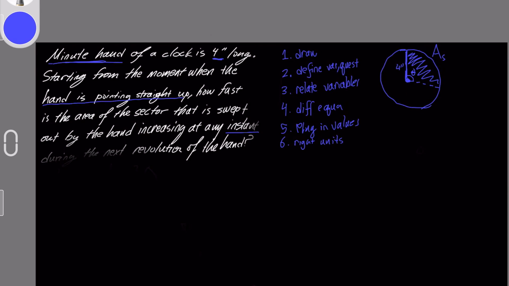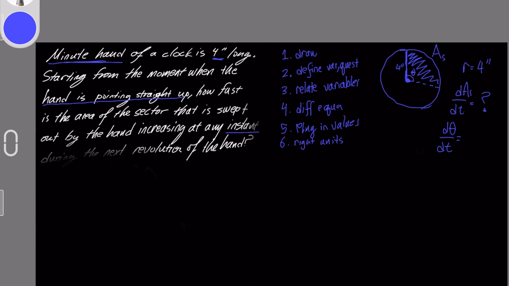Let's put down what we know. We know that the radius of our circle is 4 inches, and we're looking for the rate of change of our area swept. That's what we're looking for. Let's see if we know the rate of change of our angle theta. Actually, we do. They don't explicitly tell us in this question, but this is something that we can figure out because we know how fast a minute hand sweeps.